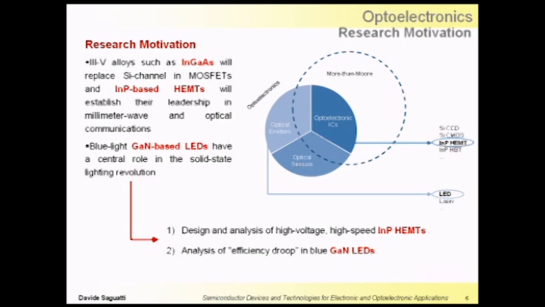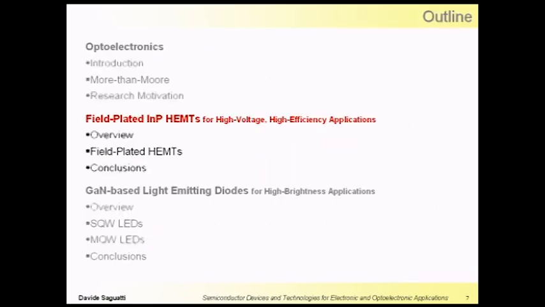So the first part of the research concerned the design and analysis of high voltage and high speed HEMTs. And the second part, analyzing the so-called efficiency droop in blue LEDs, which is a loss of efficiency. It's a serious issue concerning the advancement in the cost per lumen scaling and behavior.